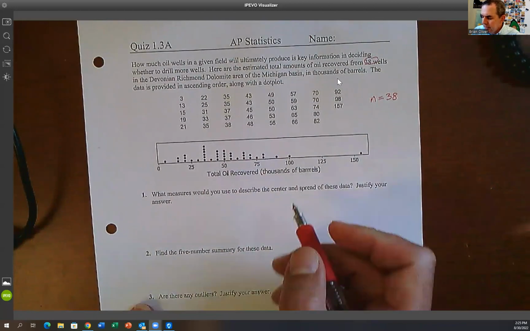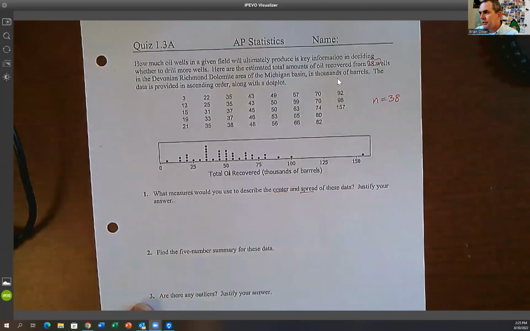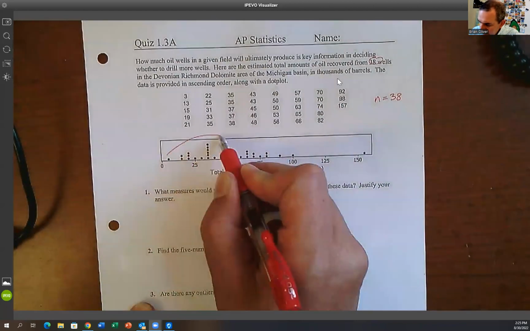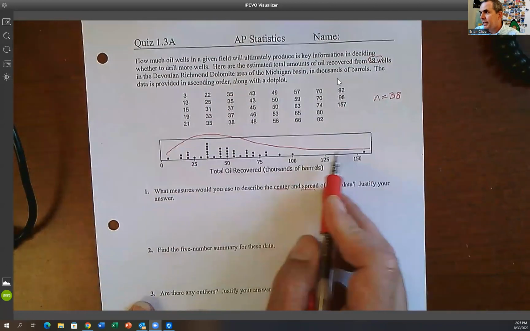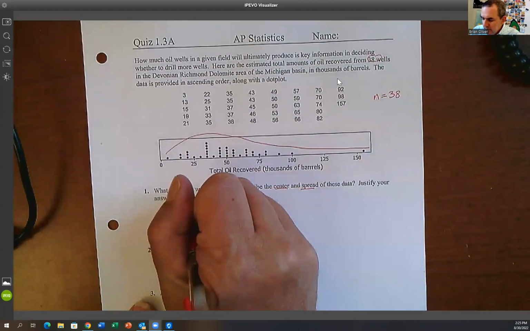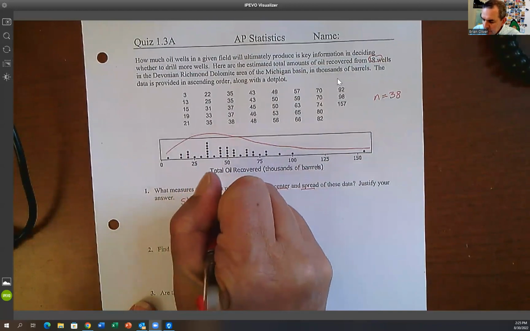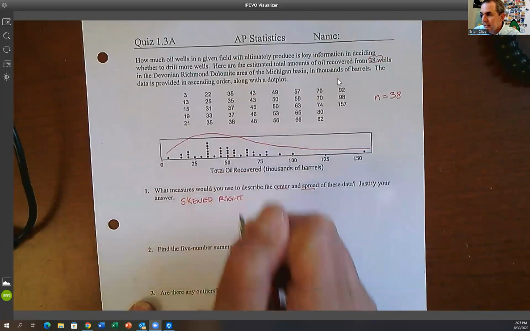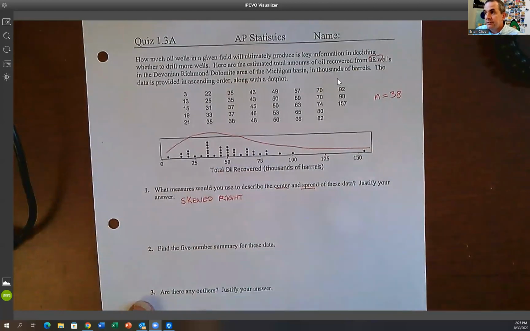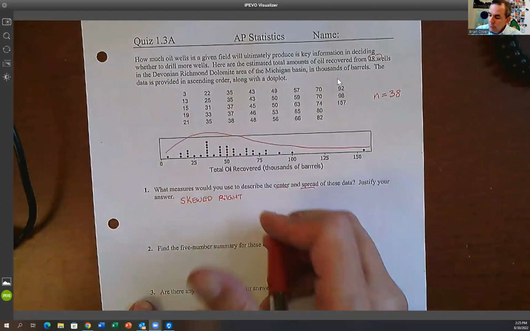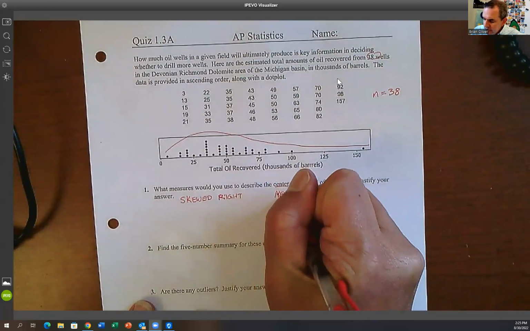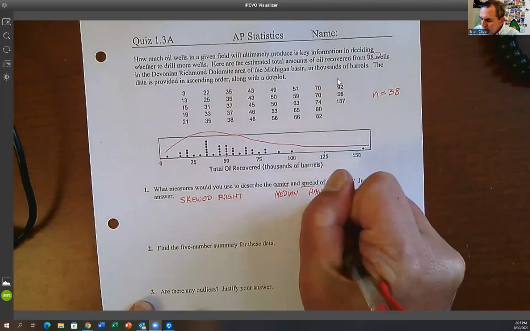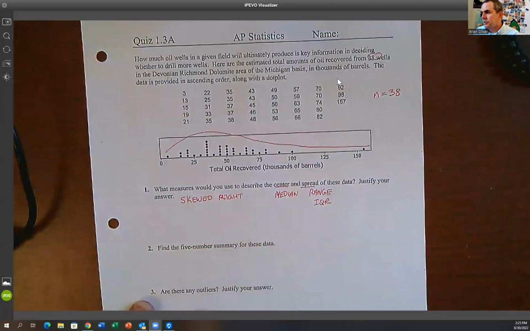The first thing, in order to figure out center and spread, is you need to figure out shape. When you look at this, it's definitely got a tail to the right. This is probably best described as skewed right. The three shapes you're going to most often see are skewed left, skewed right, and roughly symmetric. So this is skewed right. Since it's skewed right, we are going to use median as our measure of center. We're going to use either range or IQR, interquartile range, as our measure of spread.